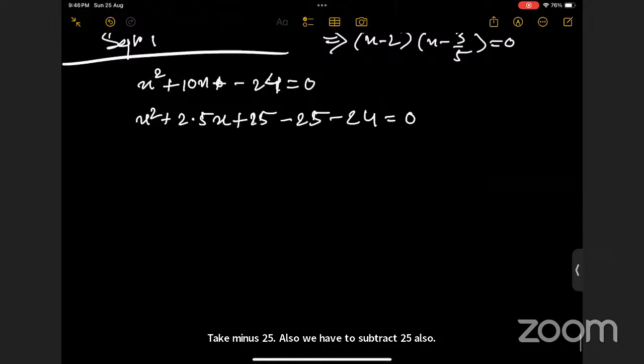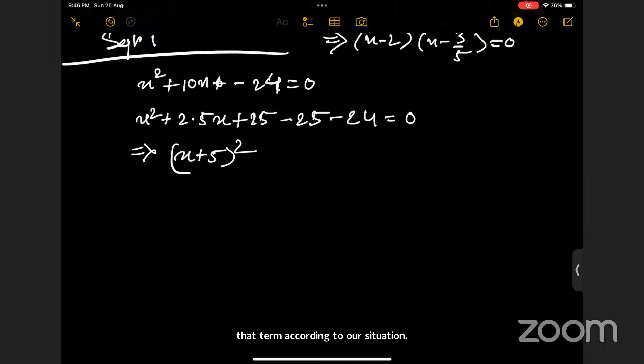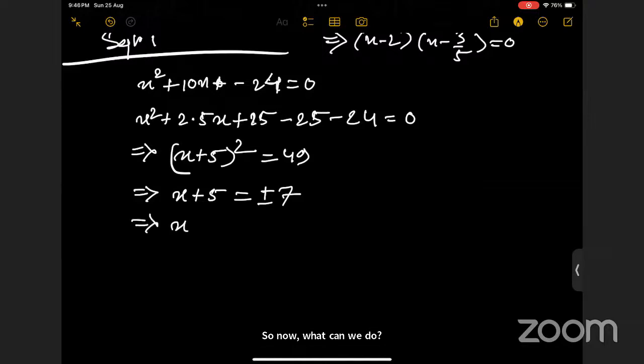We are just rearranging the terms, adjusting them according to our situation. So it will now be a perfect square: x plus 5 whole square equals 49. Right? So now what can we do? x plus 5 equals plus minus 7. So it will be x equals 2, or minus 12, deducting. Right?